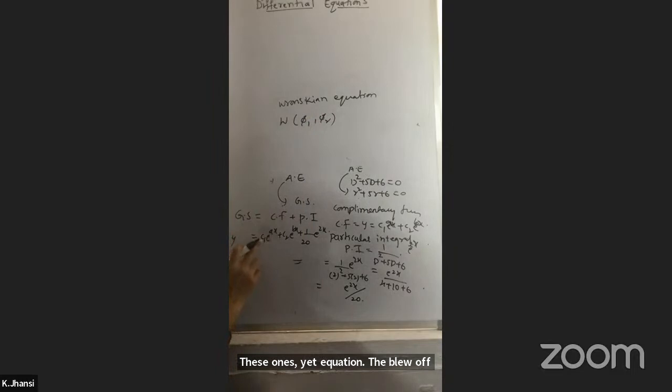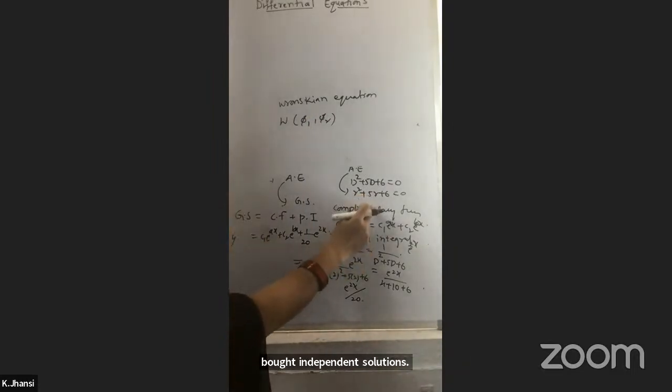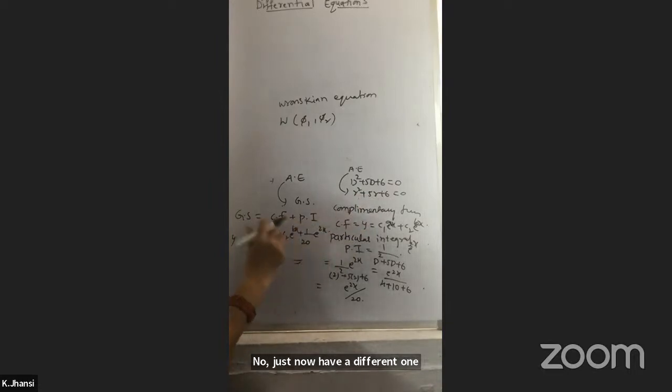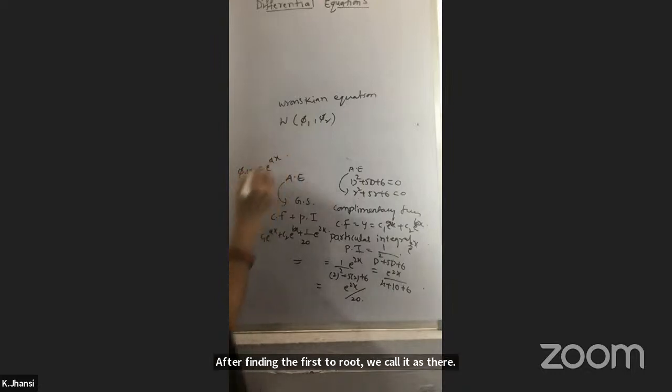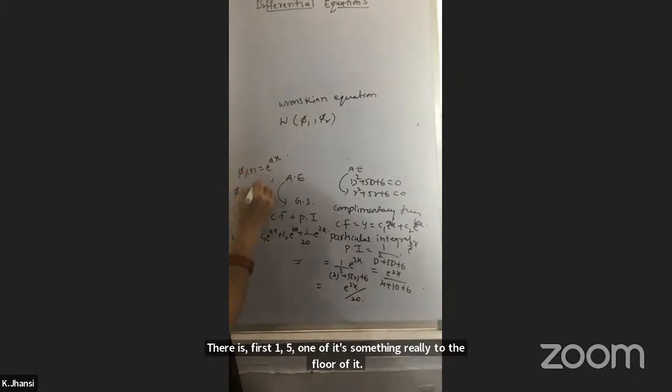Here we got independent solutions, just now I have updated one. We'll get them after finding the roots. The first one, phi1 of x, we will get as e to the power of ax, and phi2 of x is e to the power of bx. We'll get the 2 solutions, and these 2 are linear independent solutions.